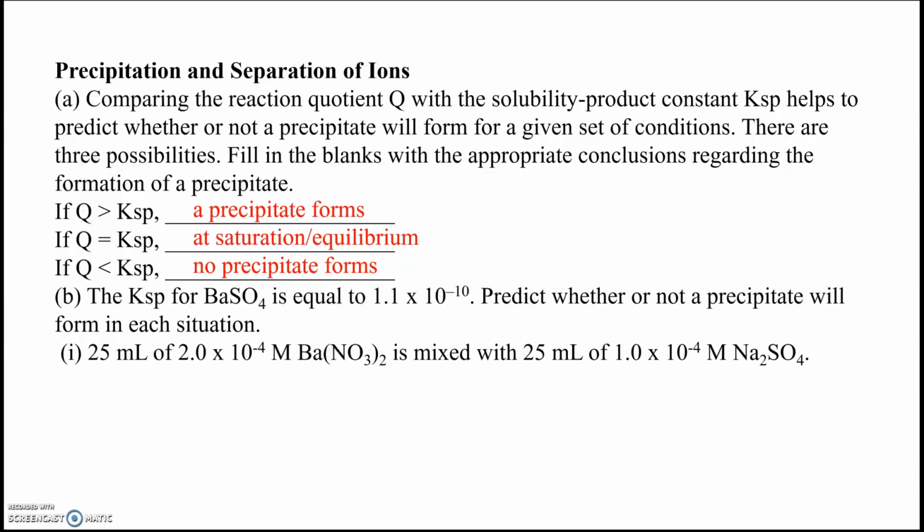Now, part B says the KSP for barium sulfate is 1.1 times 10 to the minus 10th. Predict whether or not a precipitate will form in each of the following situations. Now, if I'm going to mix 25 milliliters of 2.0 times 10 to the minus 4th molar barium nitrate and 25 milliliters of 1.0 times 10 to the minus 4th molar sodium sulfate. Well, that sounds like a lot going on.